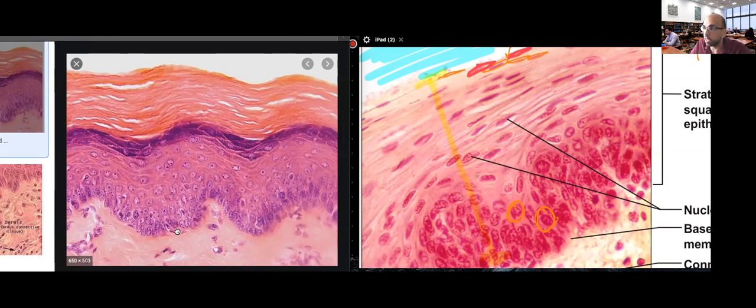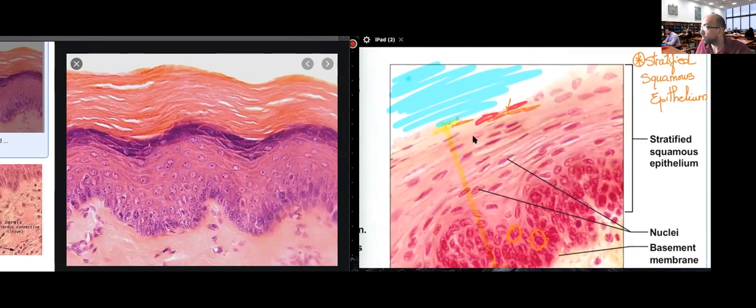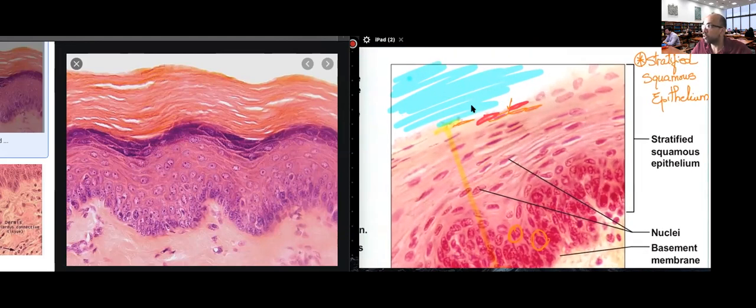So what I see on here, I see many cell layers. And what is the shape of the apical cells? They are flat. So this is stratified squamous epithelium. Both of them are stratified squamous epithelium. But here, do I have any keratin layer? Do I have keratin on top of my apical cells?